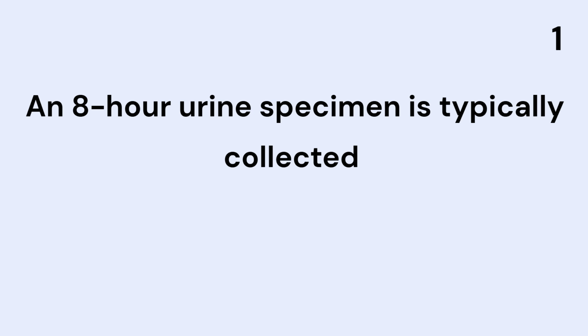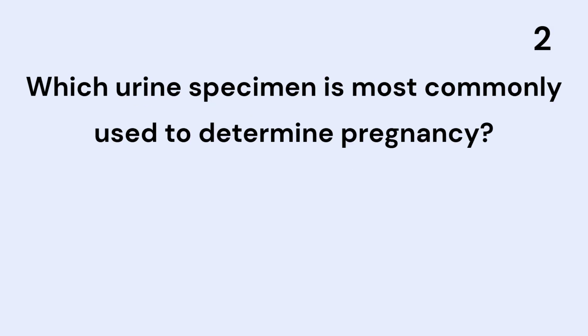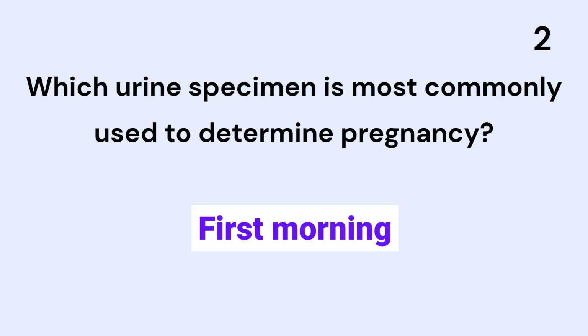An 8-hour urine specimen is typically collected. The correct answer is in the morning. 2. Which urine specimen is most commonly used to determine pregnancy? The answer is first morning.